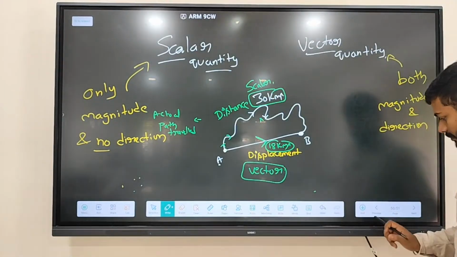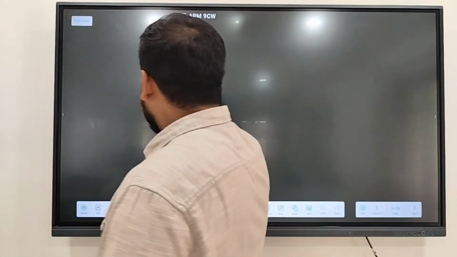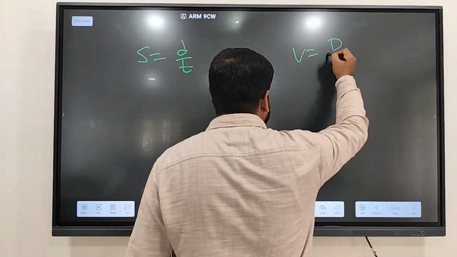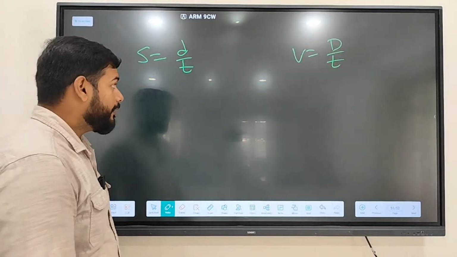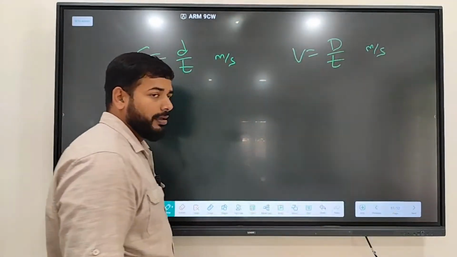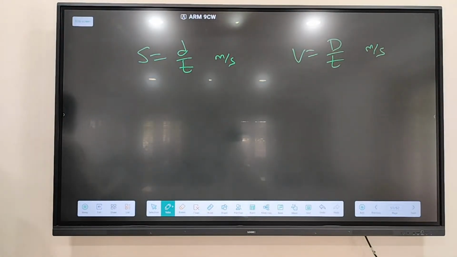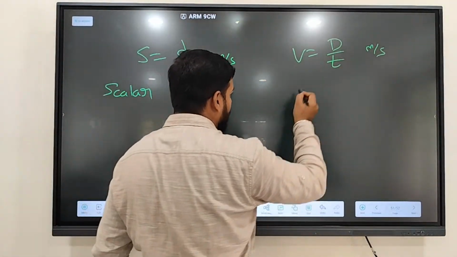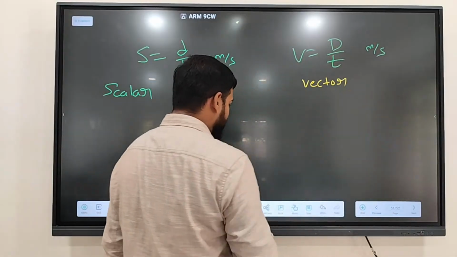Likewise, speed. Speed is equal to distance traveled by time taken. Velocity is equal to displacement by time taken. SI unit of both speed and velocity is meter per second. Which is scalar, which is vector now? Distance, scalar quantity. Hence, speed is also scalar quantity. Displacement, vector quantity. Hence, velocity is also vector quantity.